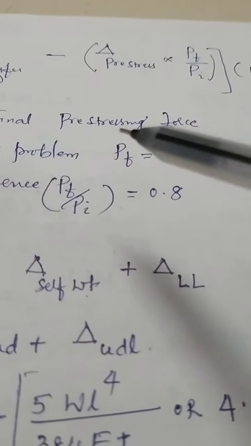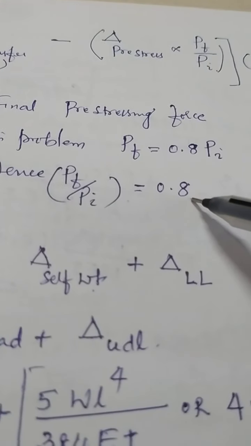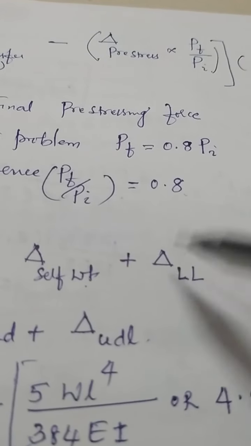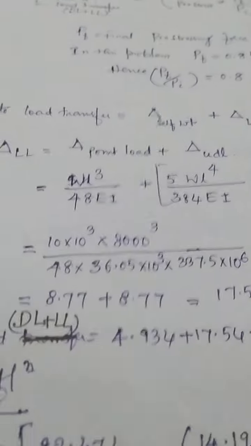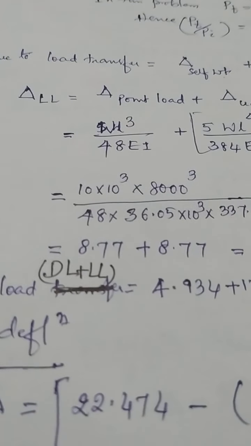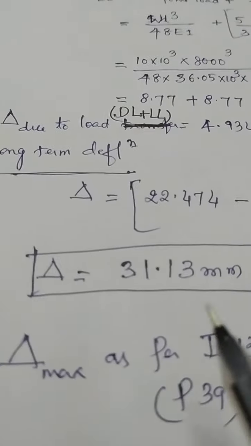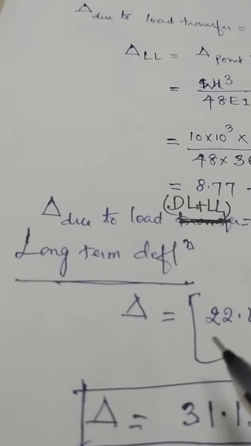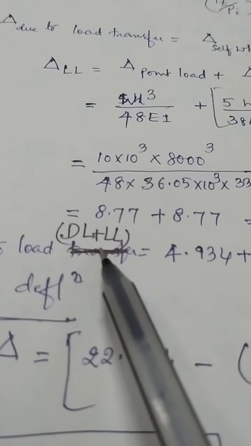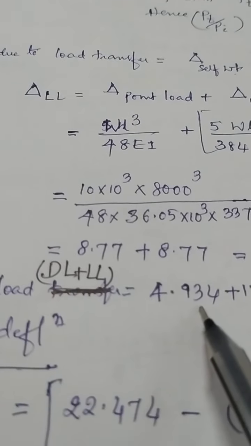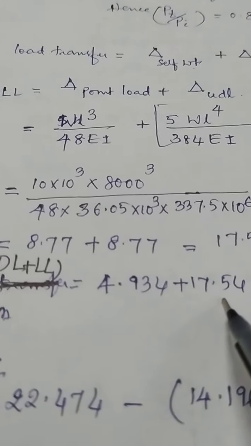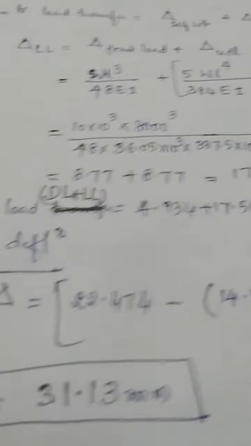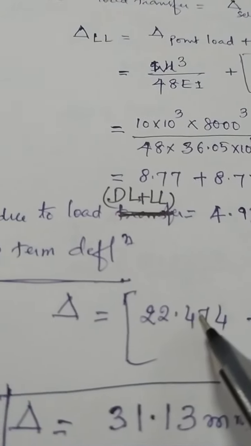And here PF by PI, that is 0.8, because the loss is 20%, so the loss ratio is 0.8. Use Lin's formula. After using Lin's formula, what is the deflection due to dead load and live load? Due to dead load 4.934. Due to live load, both are downward deflection. Total is 22.474. That is mentioned here.